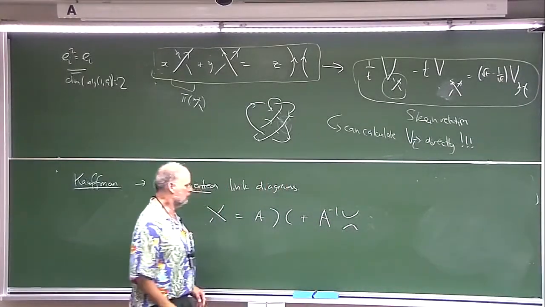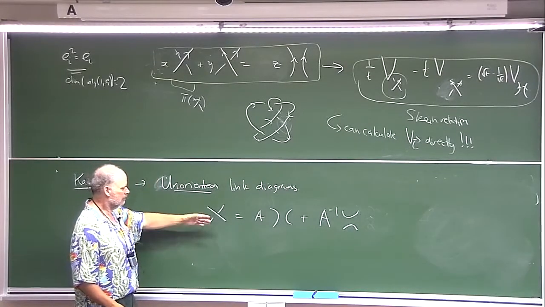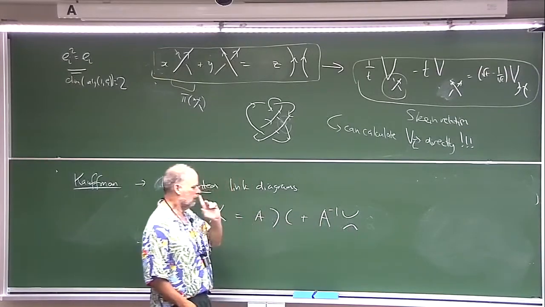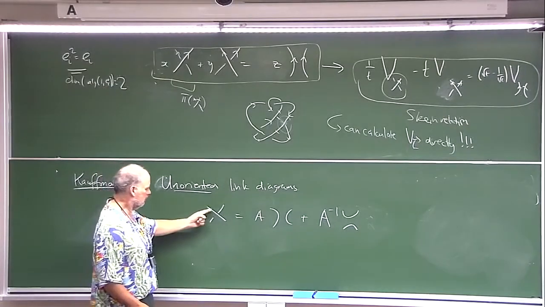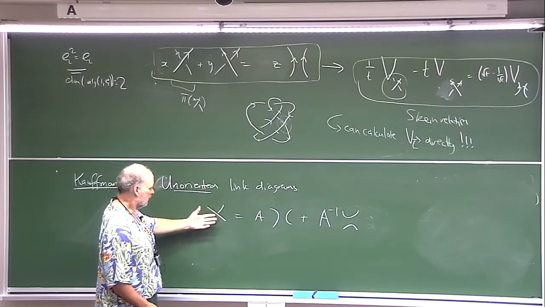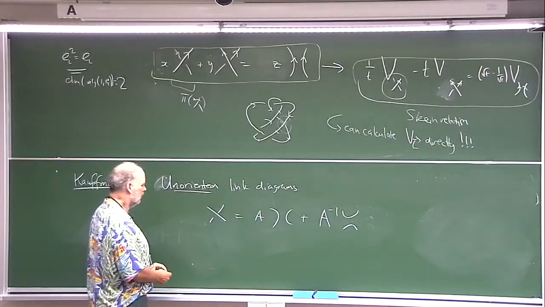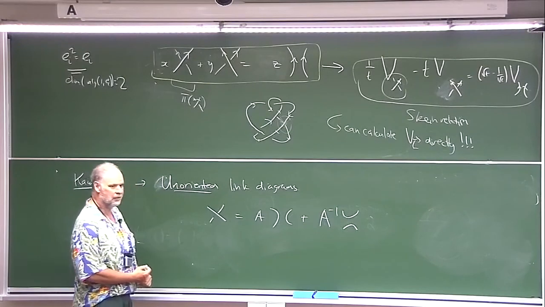In the unoriented world, these two things are just sort of on an equal footing. And when you see this relation for the first time, you think, but how is it well defined? I mean, just this crossing, how do I know where to put the A and where to put the A inverse? Well, there's a convention. You can figure out your own convention, but I'll tell you my convention.